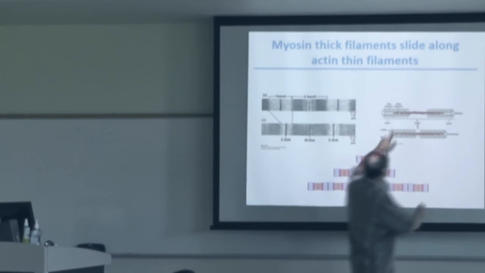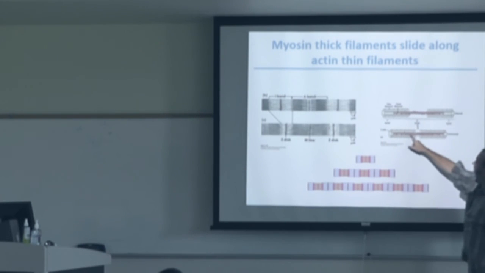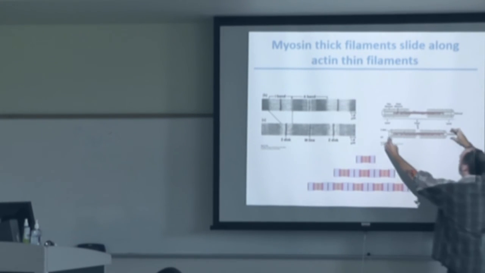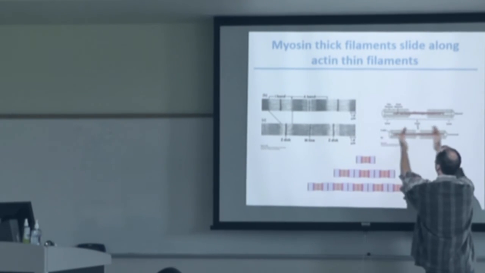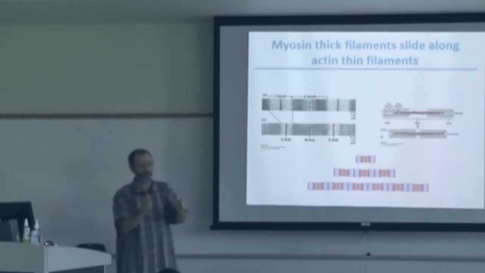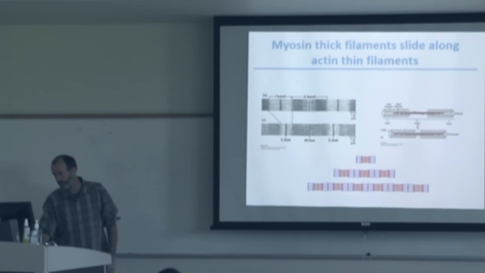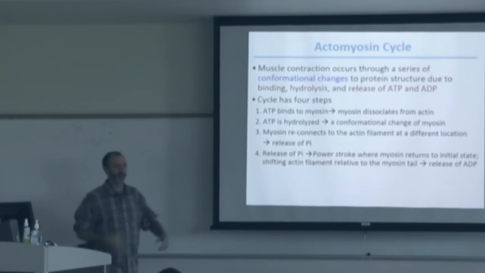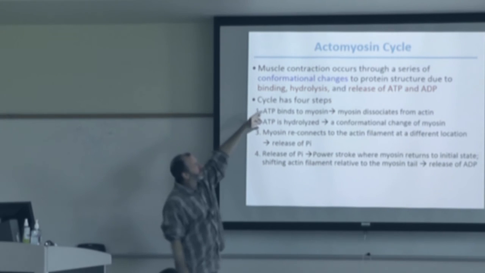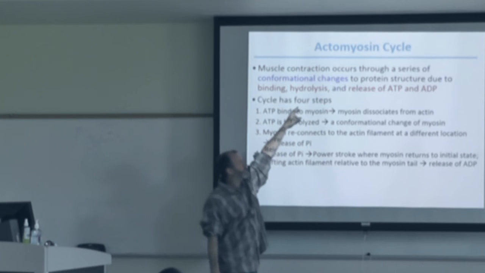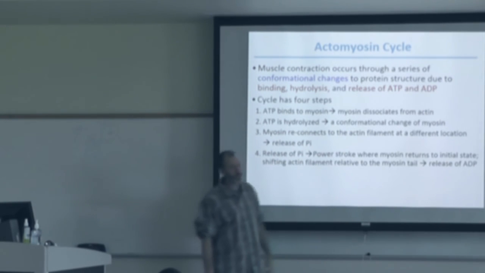So this is a relaxed one, and as you contract, these myosin head groups walk their way down these actin filaments and cause this band to get shorter, and that shortens the muscle fiber. It's going to squeeze it together, or pull it together. There's an actomyosin cycle that causes this muscle contraction. It occurs through a series of conformational changes to the protein structure, and they're due to binding, hydrolysis, and release of ATP and ADP.